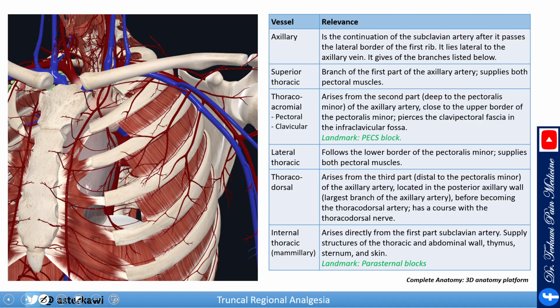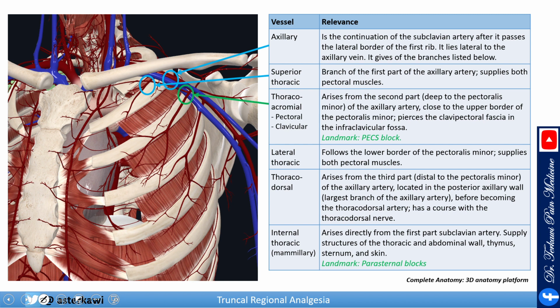There are a few vessels that I would like you to be aware of. The first one is the axillary artery, which is a continuation of the subclavian artery, and it runs with the axillary vein. It's an important landmark, and it gives the following branches. So first we have the superior thoracic branch, which is the first part of the axillary artery. It supplies both pectoralis muscles.